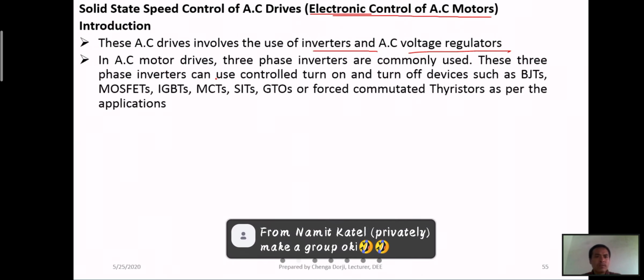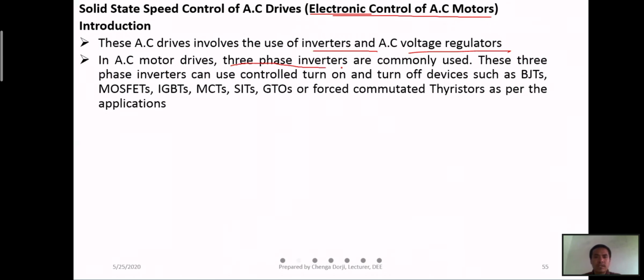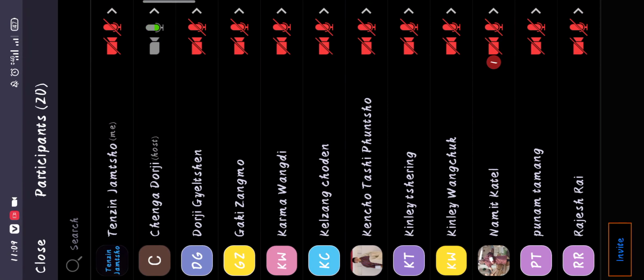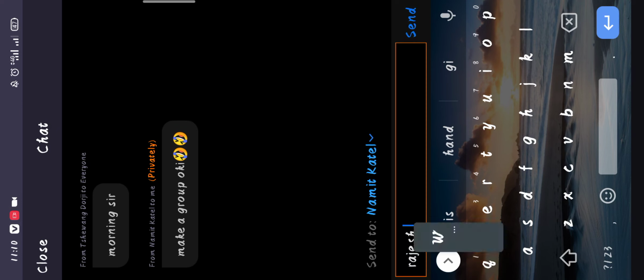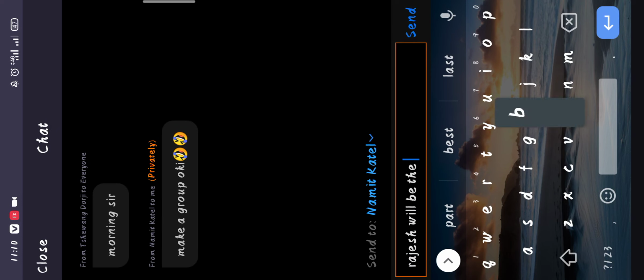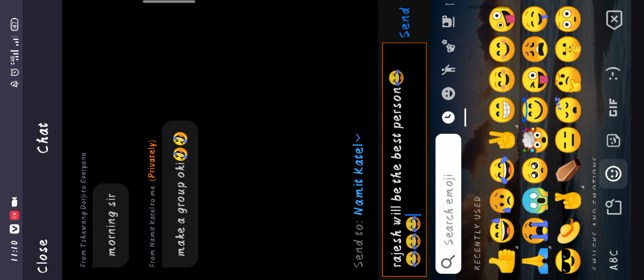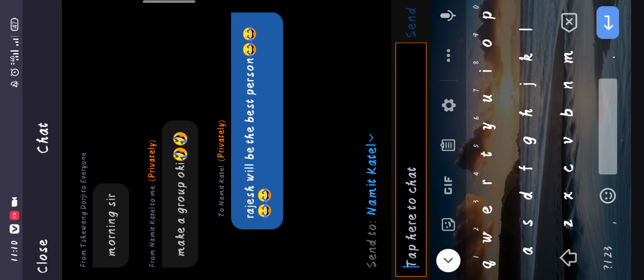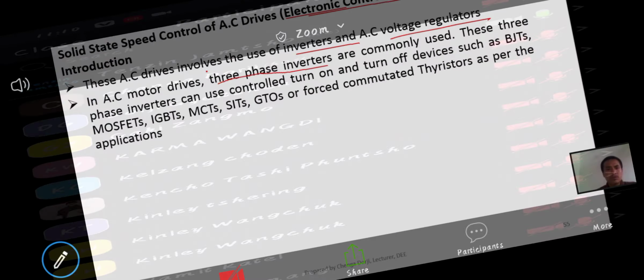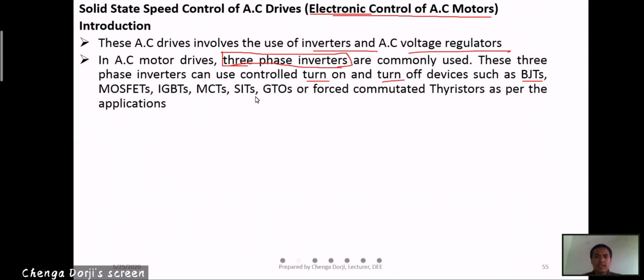In AC motor drives, usually we use three-phase inverters. They can be either 180-degree conduction mode or 120-degree conduction mode. These three-phase inverters can use controlled turn-on as well as turn-off devices, so the switches can be BJTs, MOSFETs, IGBTs, MCTs, SITs or GTOs or force commutated thyristors, as per the application where they are going to be used.